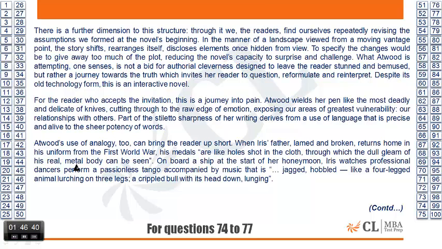Atwood's use of analogy too can bring the reader up short. When Iris' father, lamed and broken, returns home in his uniform from the First World War, his medals are like holes shot in the cloth, through which the dull gleam of a real metal body can be seen. On board ship at the start of a honeymoon, Iris watches professional dancers perform a passionless tango accompanied by music that is jagged, hobbled, like a four-legged animal lurching on three legs, a crippled bull with its head down lunging.